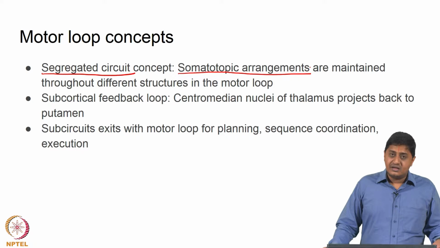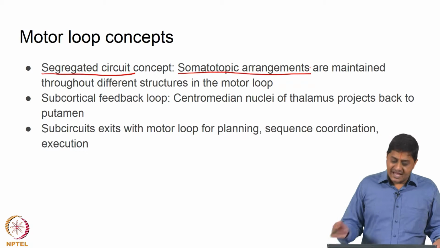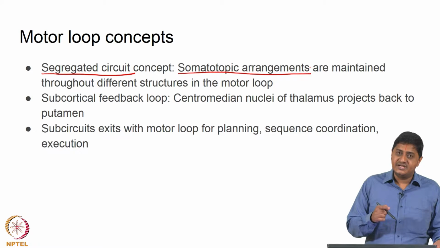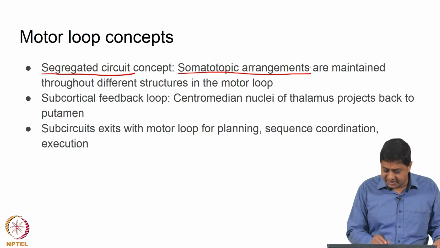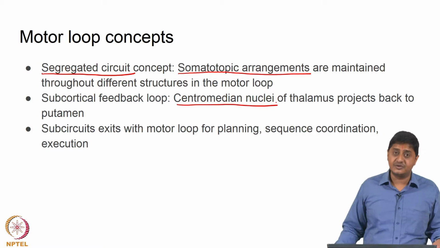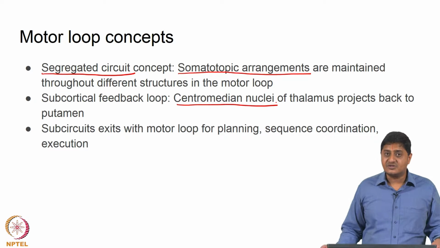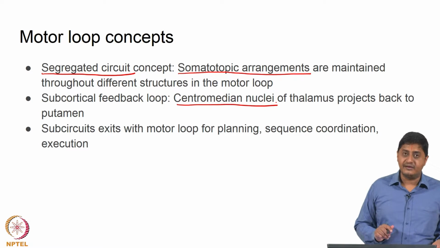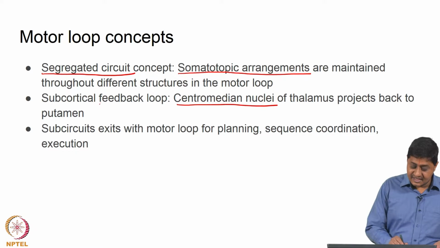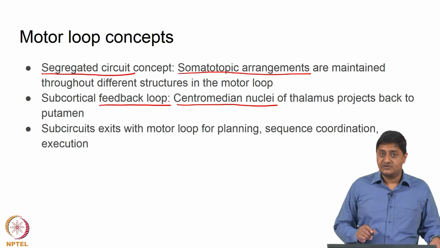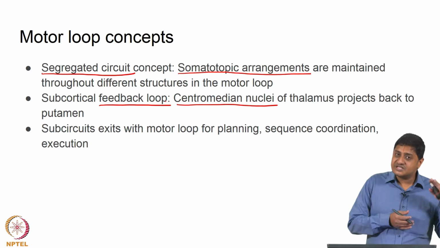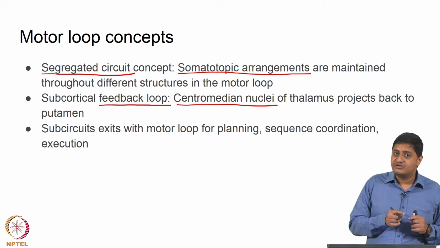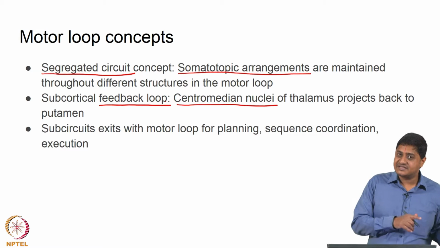And not just that, the thalamus projects to the cortex, that is the major output of the thalamus, but a particular region of the thalamus, the centromedian nuclei of the thalamus, actually projects back to the striatum, essentially acting as a feedback loop. That means the striatum is receiving input not just from the cortex, but also from the thalamus. We discussed this in the previous class.